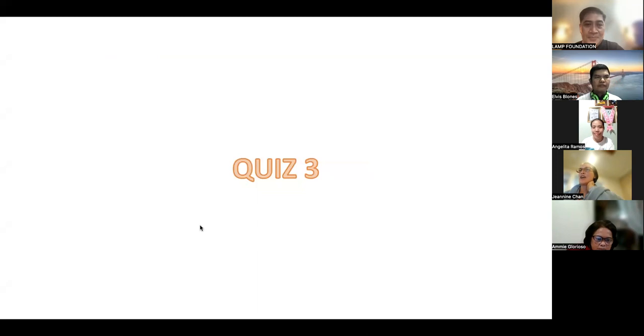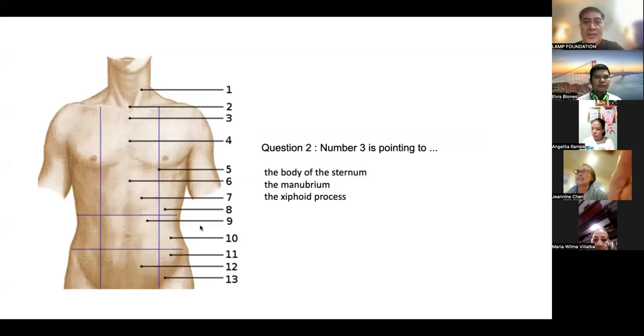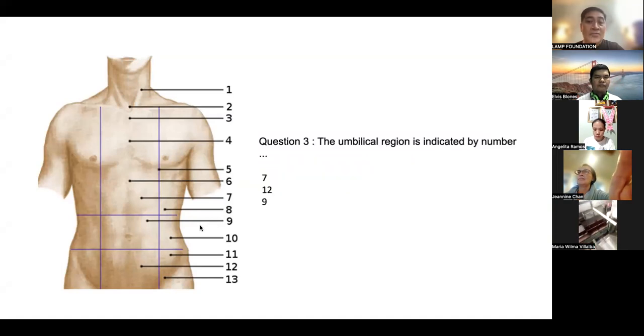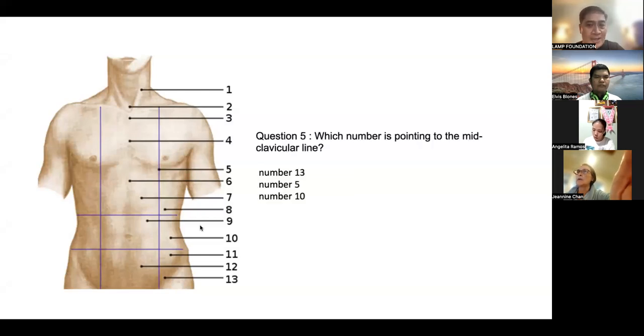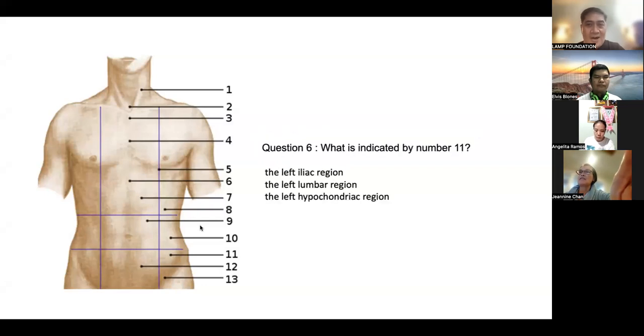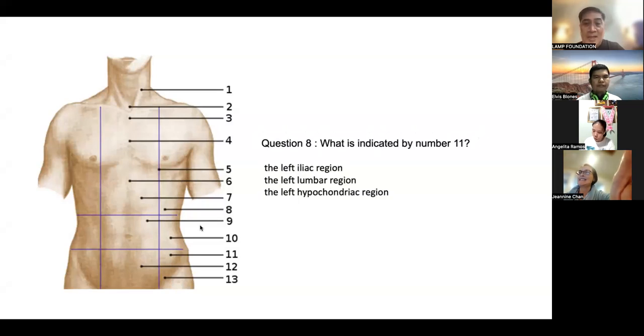Let's do it. Which number indicates the inguinal ligament? Number 13. Number 3 is pointing to what? The manubrium. Okay, umbilical region is indicated by number 9. Number 7 indicates what? The epigastric region. Great. Which number is pointing to the mid-clavicular line? Number 5. What is indicated by number 11? The left iliac region. Which number indicates the sternocleidomastoid? Number 1. What is indicated by number 11? The left iliac region.